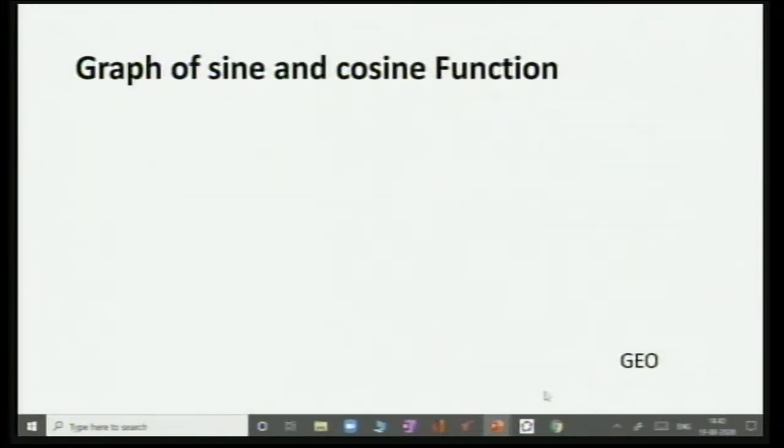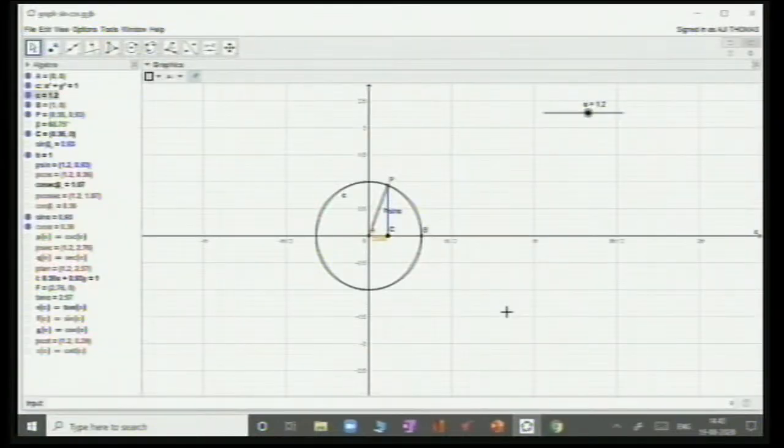To see what the graph of the sine and cosine function is, let us go to the software, that is GeoGebra. Now you are well aware of this software. So what I have done over here, you can see that this is a unit circle.